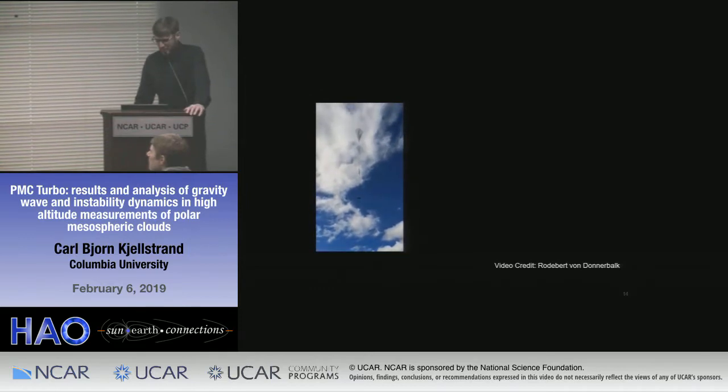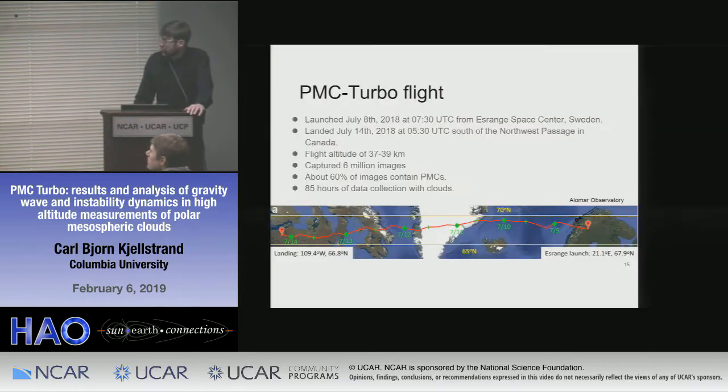All right, so we launched it, and it flew for just short of 6 days. On the map at the bottom, you can see where we launched from, Esrange, far northern Sweden, and we floated over Greenland into Canada, and it terminated just below the Northwest Passage. In general, we were at something like 37 to 39 kilometers.